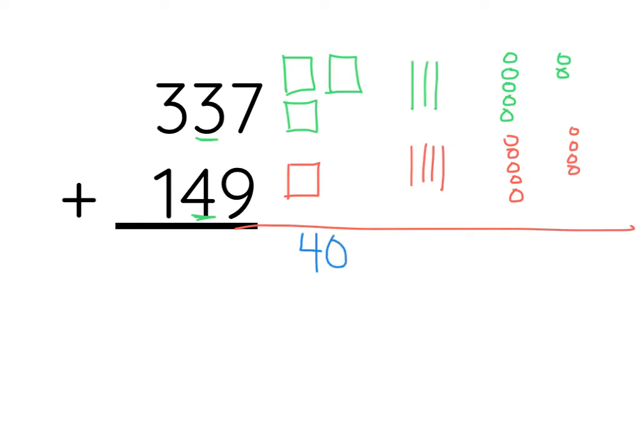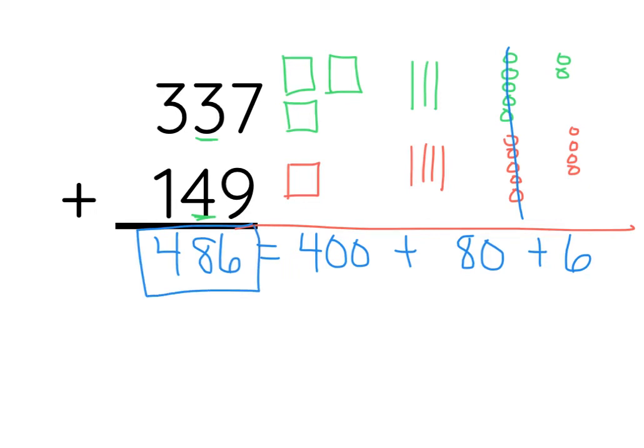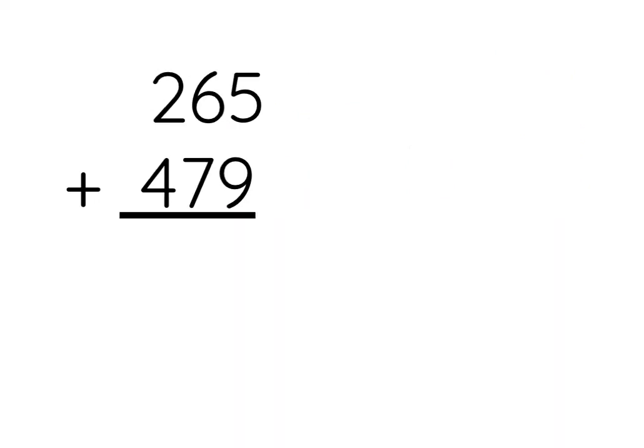We have 400s plus 70, but if I look over there, do you see that? So if you want to combine that 70 and 10 together into an 80, you can. So 486. Excellent work.